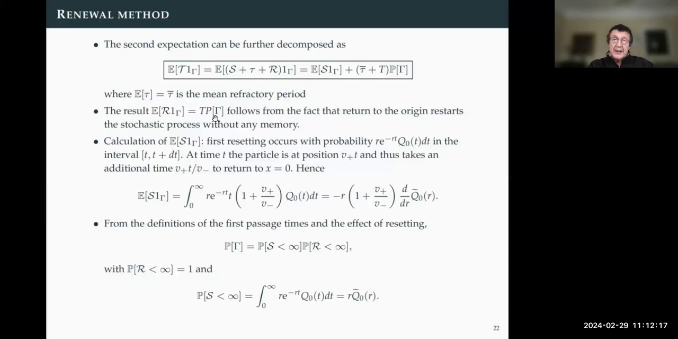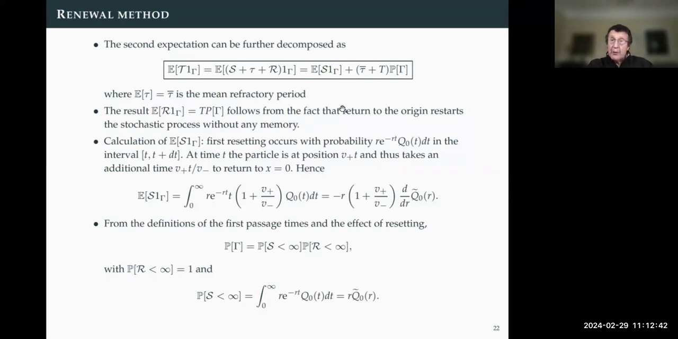And again, I won't go through all the details, but you can do this using the statistics of resetting, the fact that when you reset, you've traveled a certain time at a velocity v plus, and then you have to return at a velocity v minus. That counts as an extra delay, which you can put into the model. That's this 1 plus v plus over v minus term, et cetera, et cetera. So you can calculate everything.